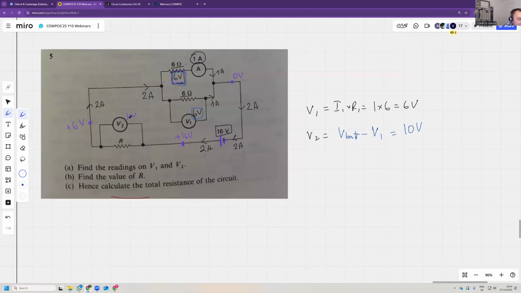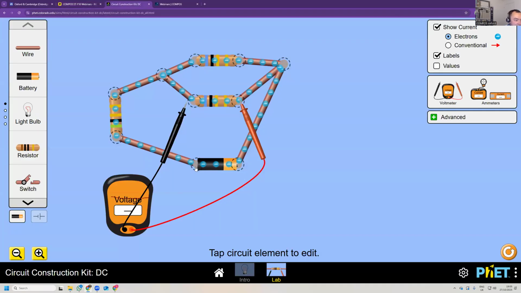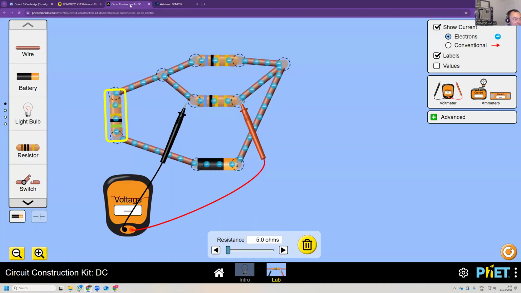And this is 10 volts, and V2 is 10 volts. So resistance R2 is the voltage 2 divided by current 2, which is 10 volts divided by the 2 amps, which is 5 ohms. And that's, as a matter of fact, what we did here. This was 5 ohms.